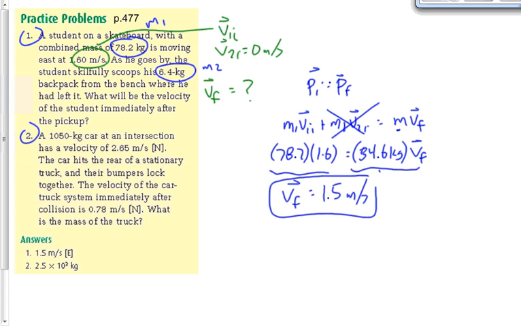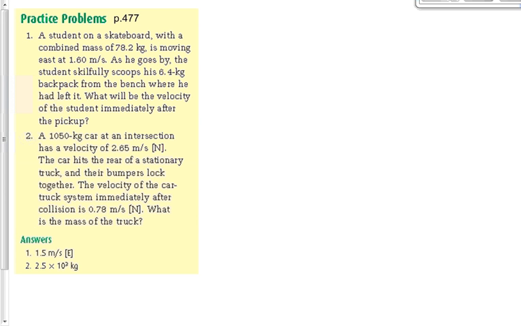All right, let's take a look at number two now. A 1,050 kilogram car in an intersection has a velocity of 2.6 to the north. The car hits the rear of a stationary truck. The velocity of the car-truck system afterwards, they lock together, is 0.78 meters per second. What's the mass of the truck? Good question. I like this one. Let's call this M1. Let's call the mass of the truck M2, and that's what I'm looking for.